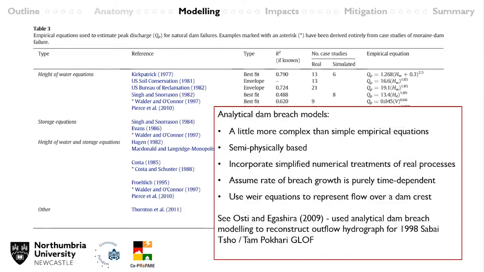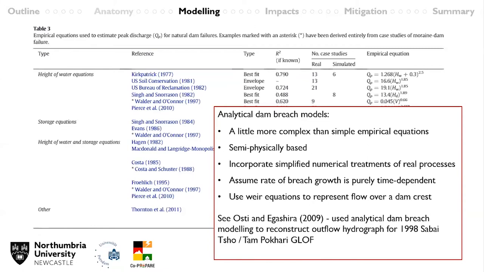To build on that, to go beyond empirical equations, what we could also use are what's known as analytical dam breach models. And these are a bit more sophisticated than empirical dam breach models. They're semi-physically based, and they incorporate some simplified numerical treatments of real processes, and they also often assume that the rate of breach growth is purely time dependent. Some of them require you to specify what the final breach dimensions are going to be. So that brings problems, because especially if we're wanting to use these models in a predictive capacity, then we don't know what the final breach dimensions could be, and so there's a lot of assumptions that have to go into these.